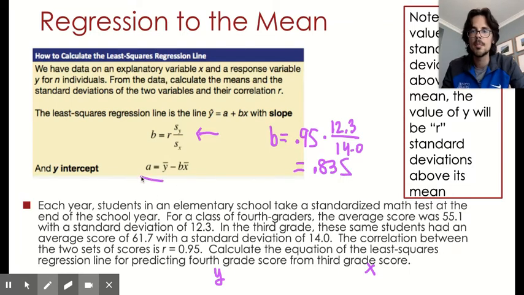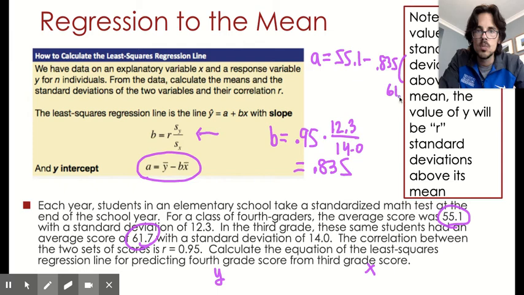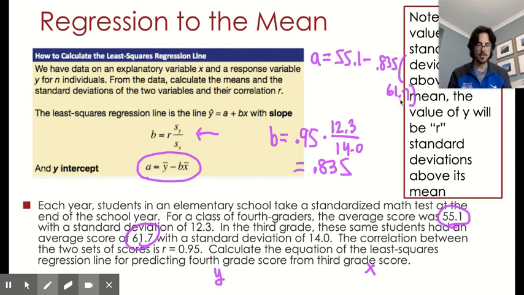And then I'm going to use this to get a. In order to do that, I'm just going to plug in the average for the fourth graders, that's y bar, and that's x bar right there. So it's really just a plug and chug sort of deal. a equals 55.1 minus, I just got b, 0.835 times 61.7. And let me just type that in real fast and see what that equals. 3.58 is what I got.